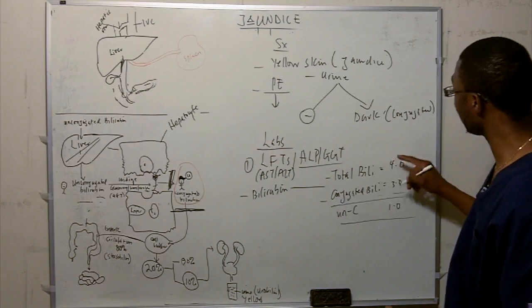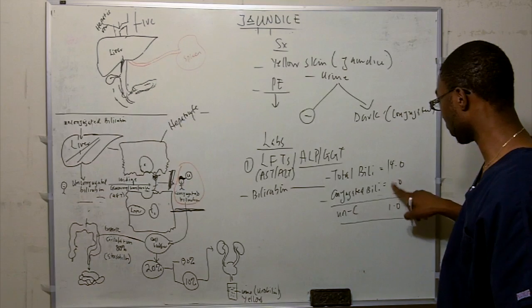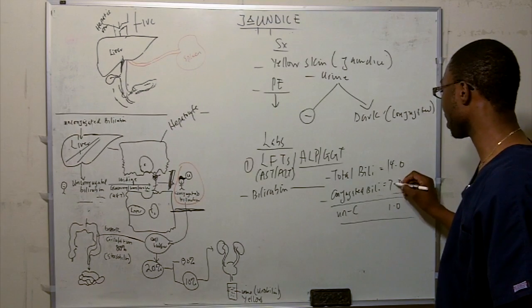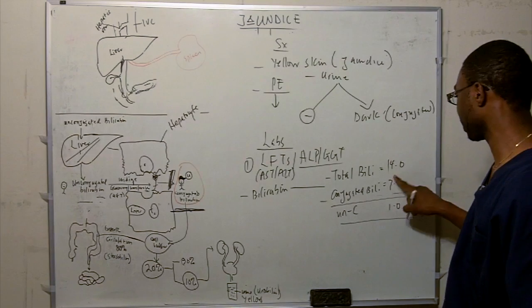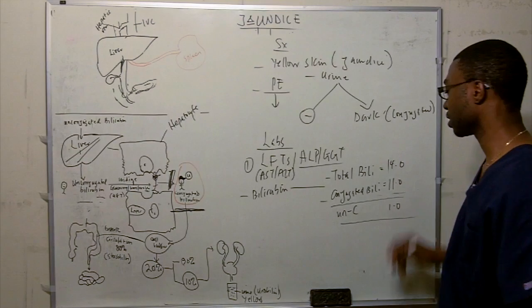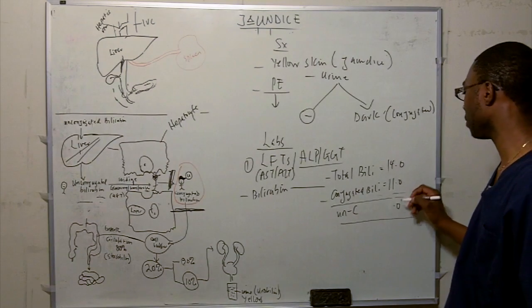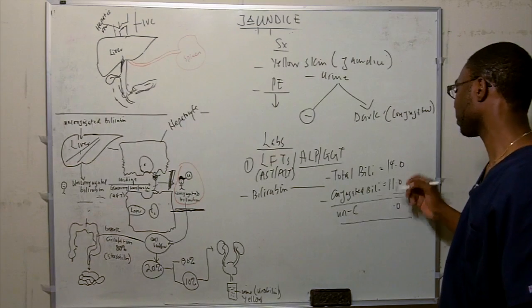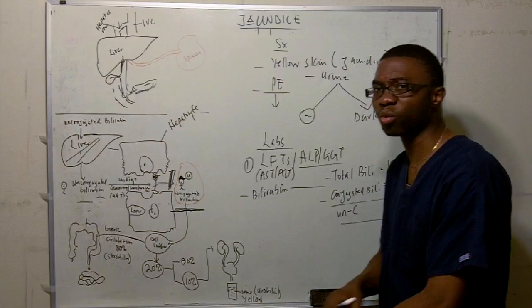I'm going to give you a bigger number, so let's give it a 14 and let's make this 7. All right? Actually, let's make this 11, because that will make it really, really obvious. Because your bilirubin is usually like 0.1 to like 1 anyway.